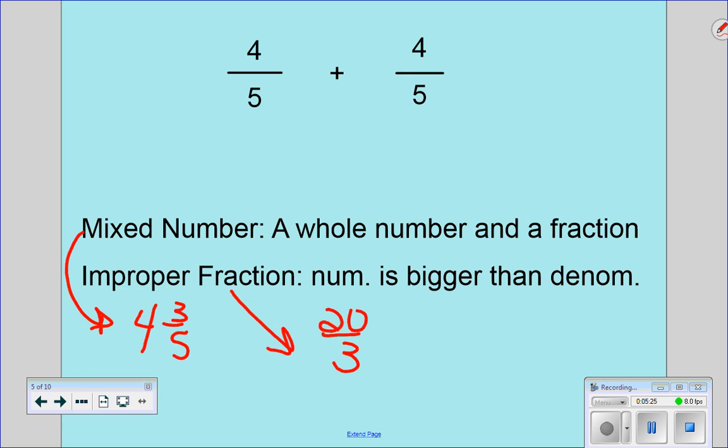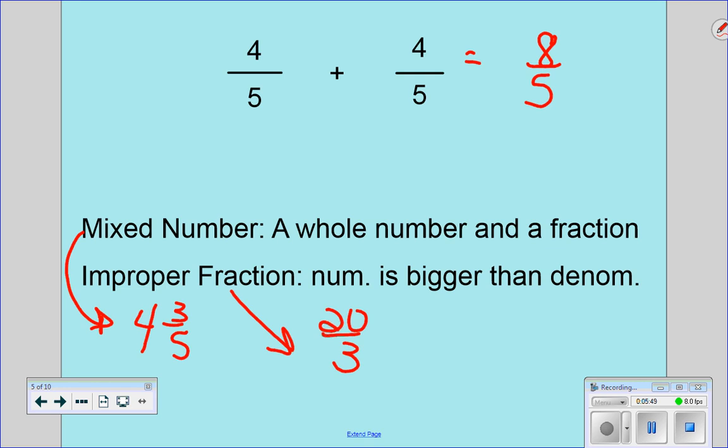So I'm going to add 4/5 plus 4/5, and this is what I get. I get 8/5. Now what's wrong with this? What type of fraction is this, McKenna? It's called an improper fraction. If I have an improper fraction for an answer, what do you think I should do? We're going to change it to a mixed number, okay?